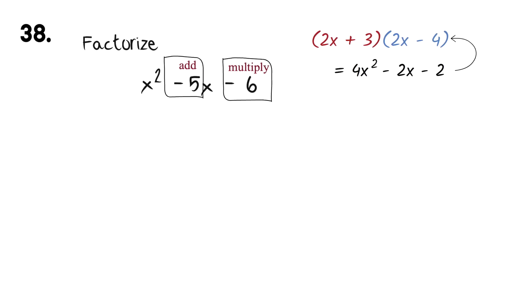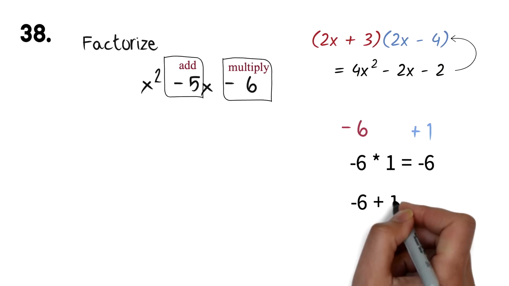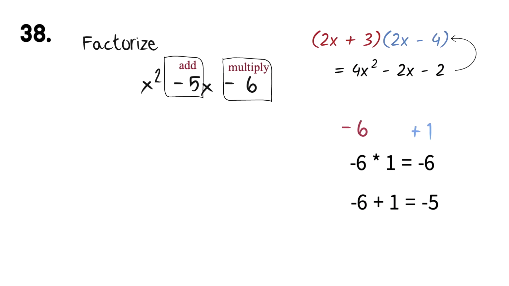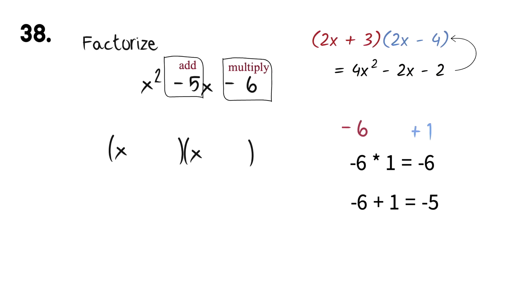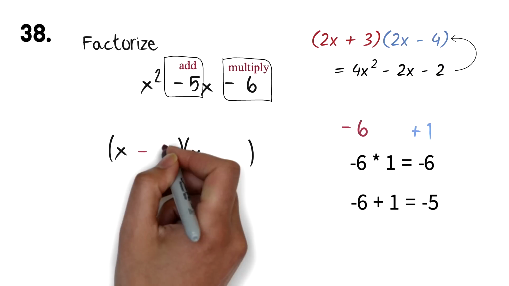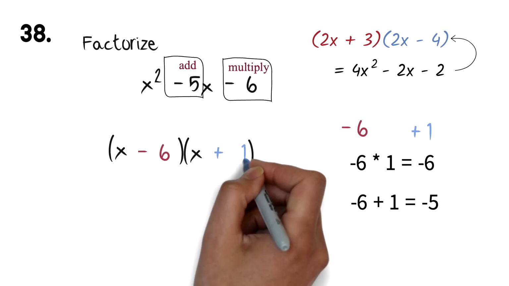The two numbers here will be negative 6 and 1. Negative 6 times 1 will be negative 6. Negative 6 plus 1 will be negative 5. After finding these numbers, all you'll do is to put them in parentheses with the x and you are done. So we have x minus 6 and x plus 1.